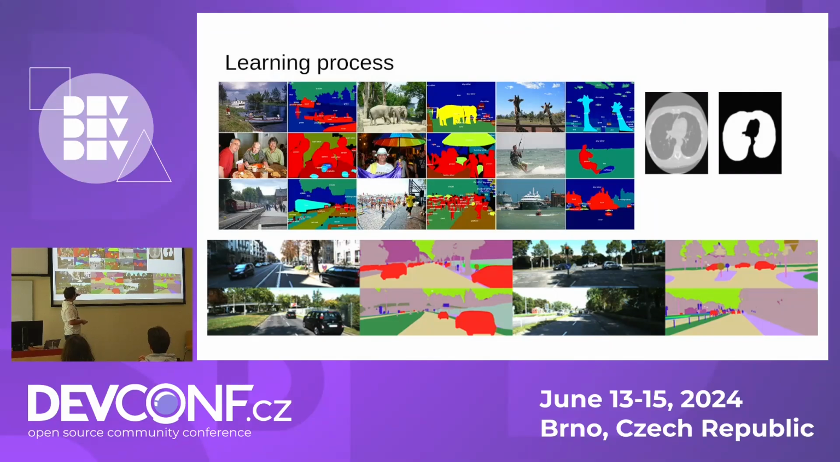Here we have the KITTI dataset. The KITTI dataset is a bit different from COCO. The COCO dataset is more general, while the KITTI dataset is focused on streets and cars.